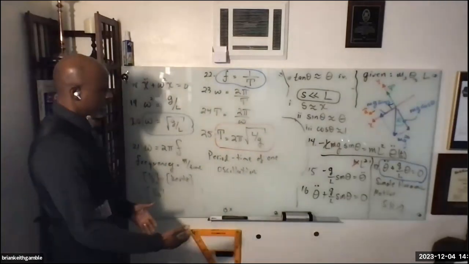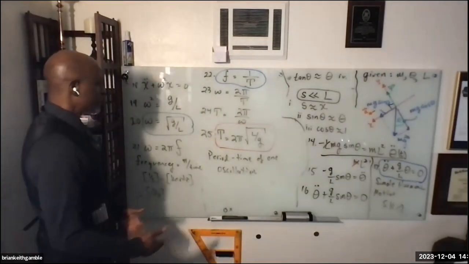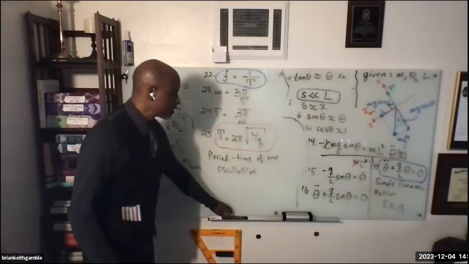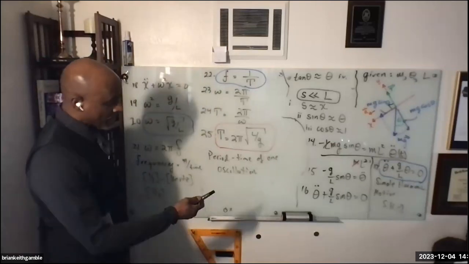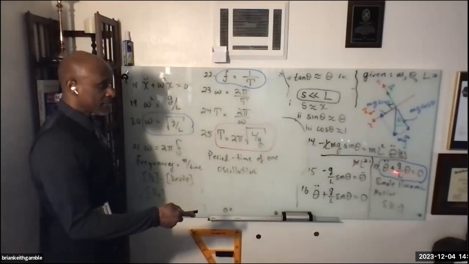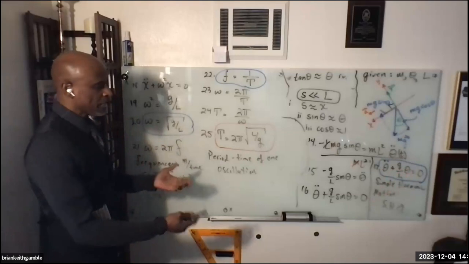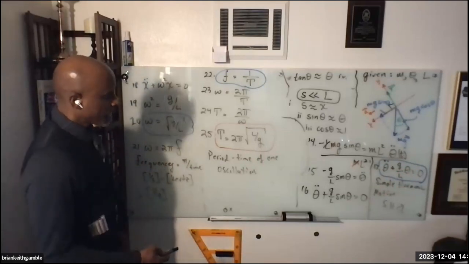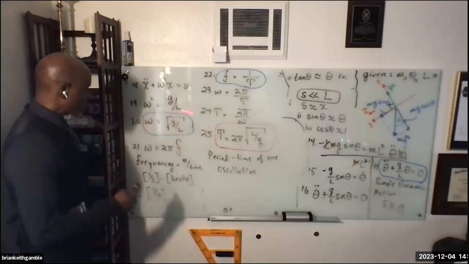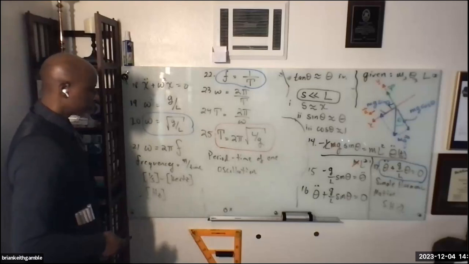So let's get into kinematics right now. What we've done thus far is we've applied Newton's laws to this system. We've come up with a dynamical equation that defines that system. And we've extracted certain information from that system: the angular frequency, the period, the frequency.